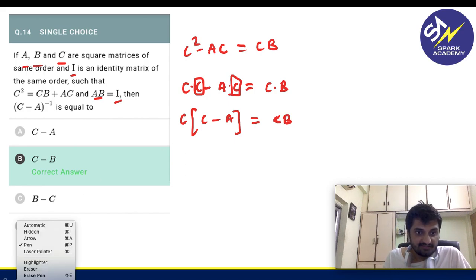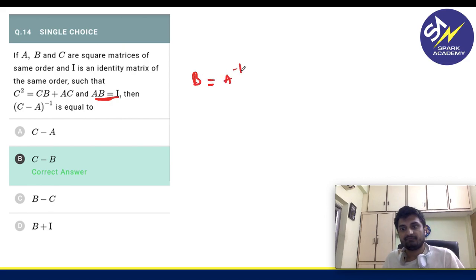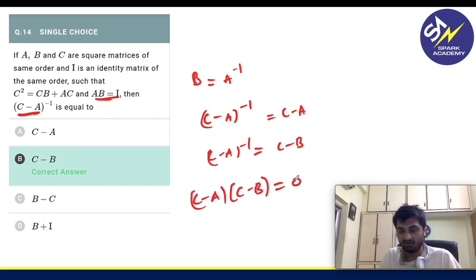Okay, let's do this otherwise. AB equals I, so B equals what? A inverse. Now let's take this. They're asking us C minus A whole inverse. Let's do one thing. First option, what did they say? C minus A. Basically, they're invertible functions. Second option is what? C minus A whole inverse is C minus B, they're saying. So you take it to the other side. What will happen? C minus A into C minus B is 0, I'm getting. Or since it is going to the other side, I'll write it as I.